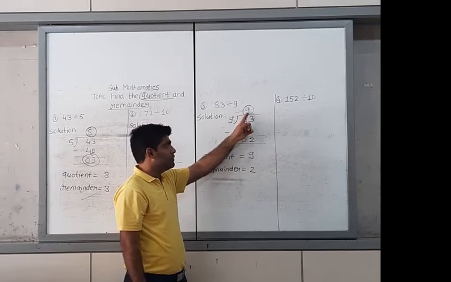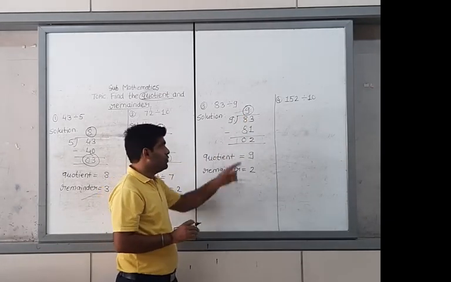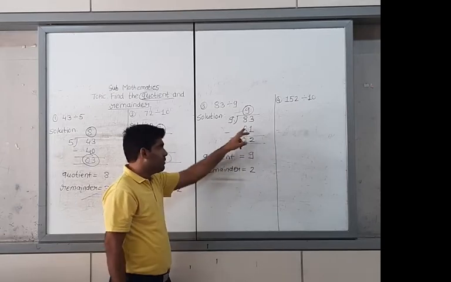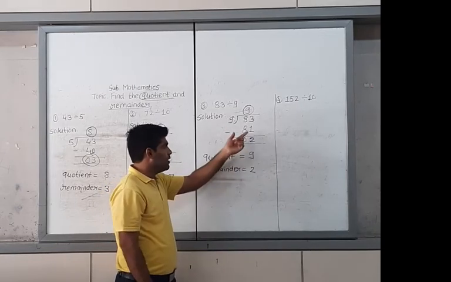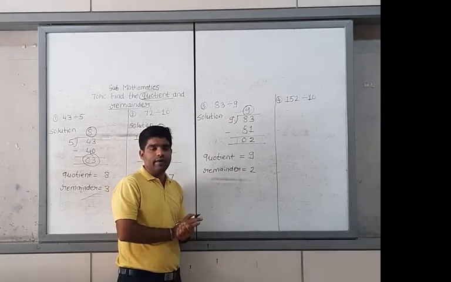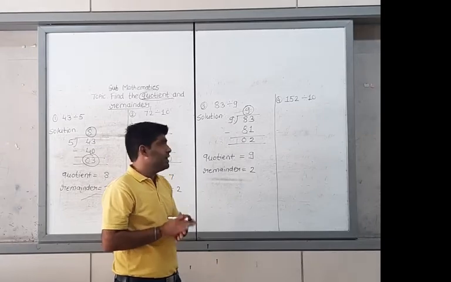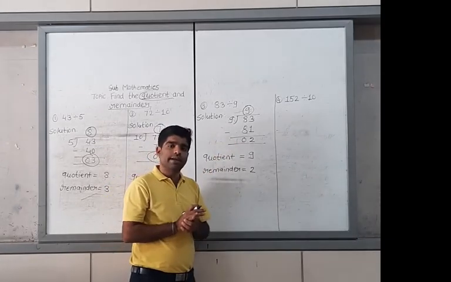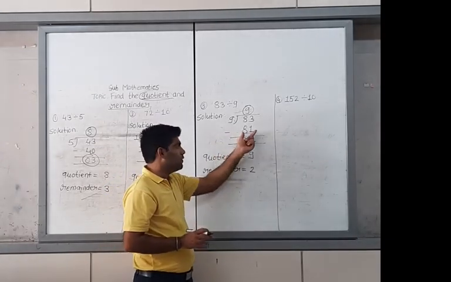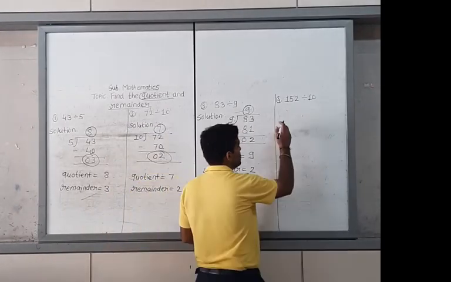And the quotient is how many times we use the number to complete the division. It is not completely divisible, because 9 nines are 81 and 9 tens are 90, and 90 is greater than 83. That is why we have to use 81. Now in the same way we have to solve the last question.